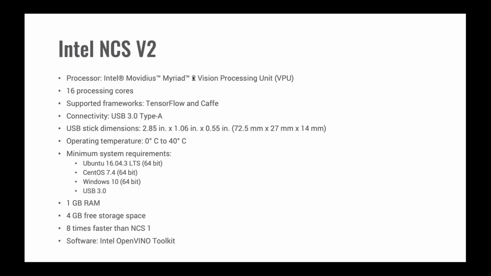Spending a bit of time on NCS V2. This is the most recent one, and it basically runs on the same Myriad chip, but a more advanced and more recent one. It comes with 16 processing cores, unlike the previous version, which came with 8. And this supports TensorFlow and Caffe, but it also supports additional toolkits and additional frameworks, including ONNX. ONNX is Open Neural Network Exchange.